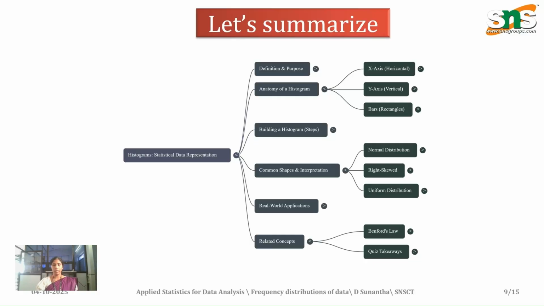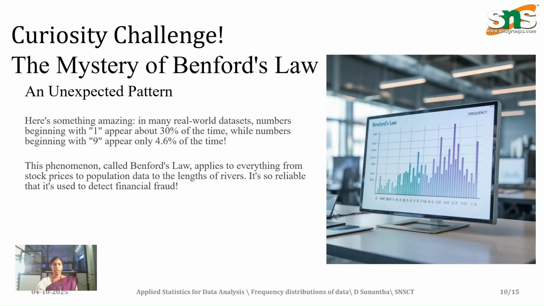Next, let us see the related concepts and quizzes. Here, this is one of the curiosity challenges: the mystery of Benford's law. Here's something amazing: in many real-world datasets, numbers beginning with 1 appear about 30% of the time, while numbers beginning with 9 appear only 4.6% of the time. This phenomenon is called Benford's law, and applies to everything from stock prices to population data to the length of rivers. It's so reliable that it's used to detect financial fraud.